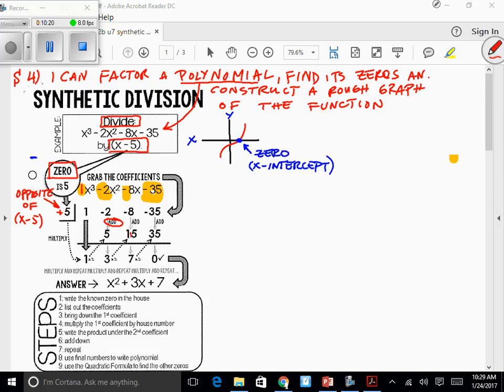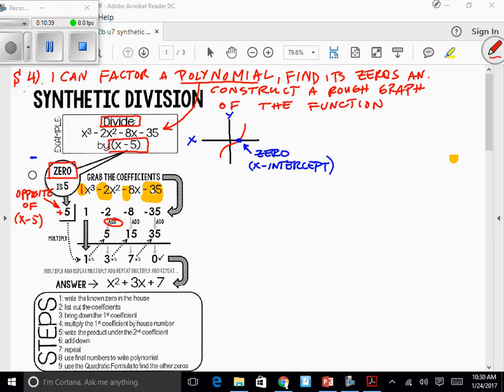Negative 8 plus the 15 gives you a 7. This is kind of fun. Same move again. Multiply the 5 times the 7. Always multiply, move up. Multiply, move up. There it is. The 7 times the 5 is a 35. You're hoping to get a 0 at the end.